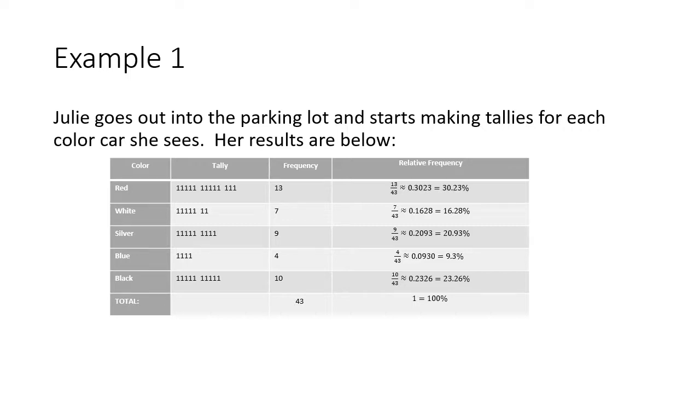So that's the proportion. Again, when we give it as a percent, all we do is we move that decimal place over 2 spots. And again, percents kind of feel natural to us. So a lot of times percents are very useful in trying to summarize our data. And I went through, and again, you can check my math, but I did the same relative frequency for the white cars, 7 out of 43, which ends up being roughly 16.28%, and so on.